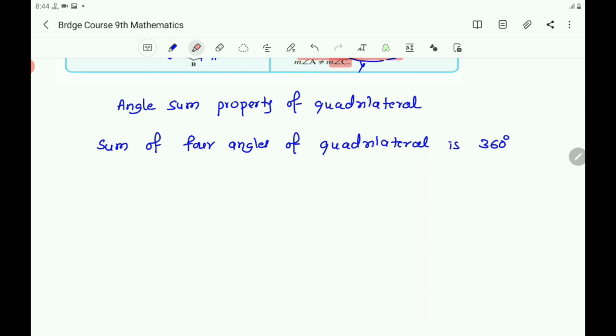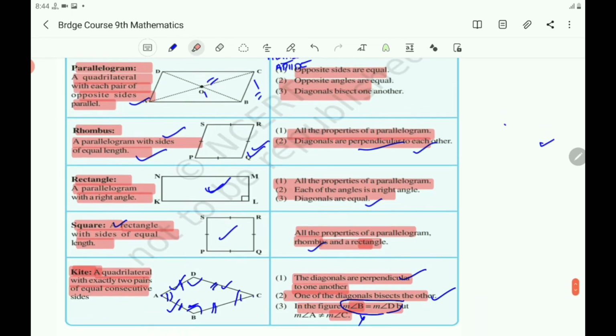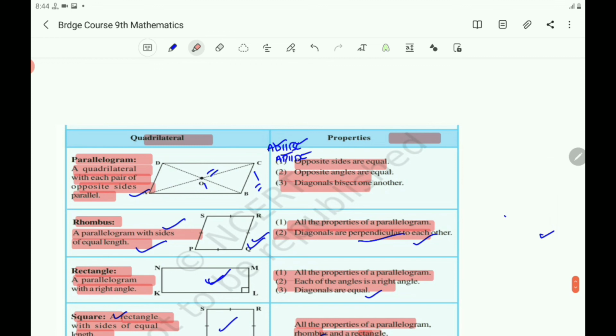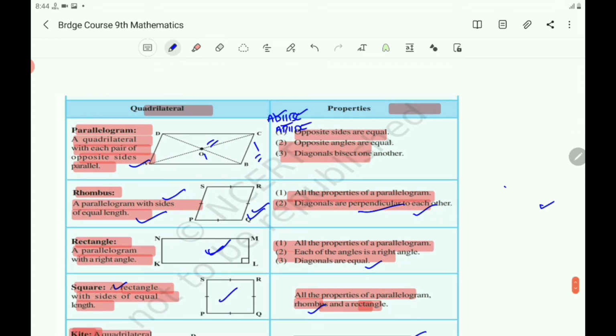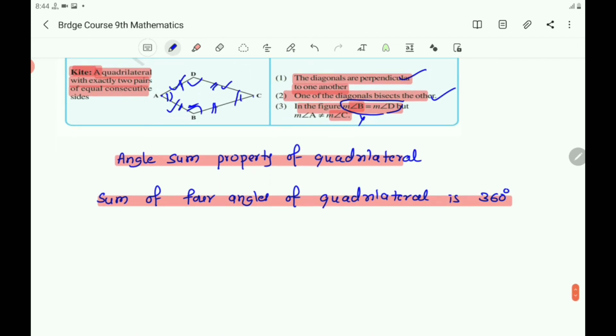That is the main thing you must keep in your mind. So that is the angle sum property of the quadrilateral. You take any quadrilateral, the sum of the four angles is equal to how much? 360 degrees. The sum of the four angles of a quadrilateral is 360 degrees.